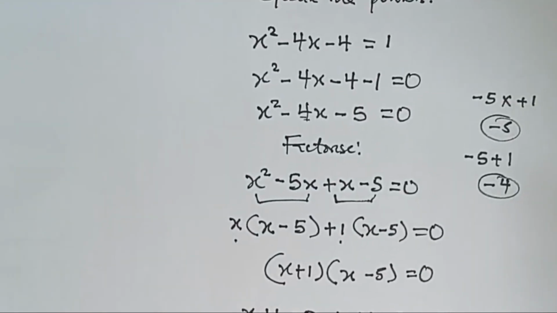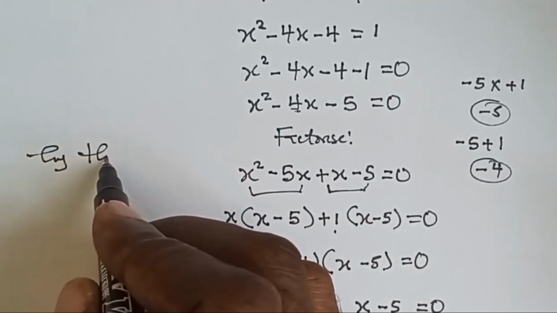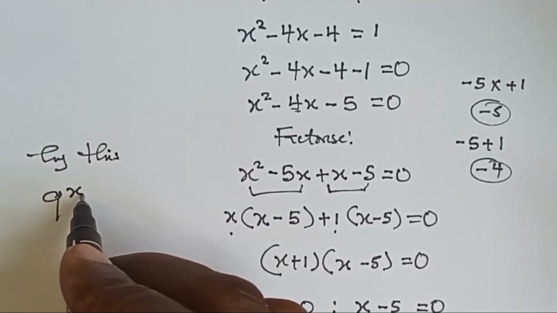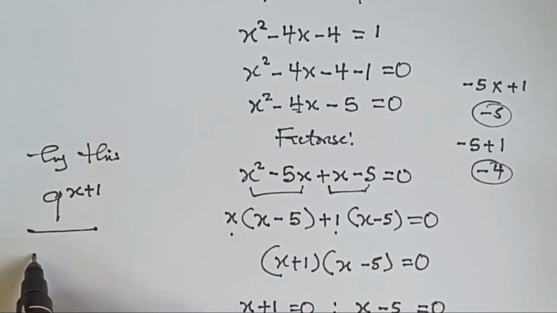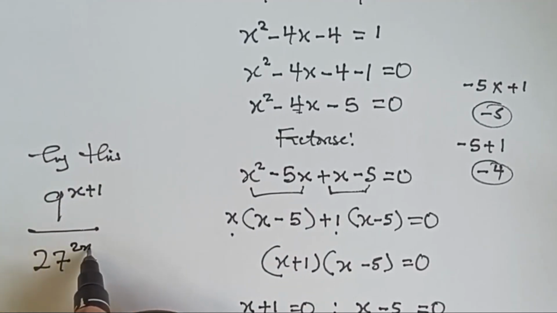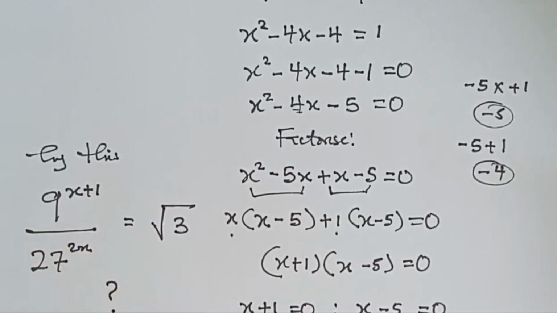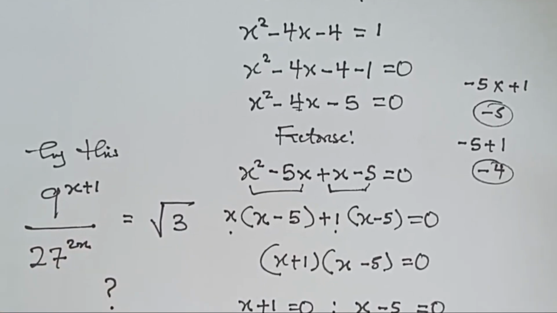Now, let's try to do this. Let's solve 9 raised to the power x plus 1 over 27 raised to the power 2x equals to square root of 3. Okay, so let's try to solve this and drop our answers in the comment section.